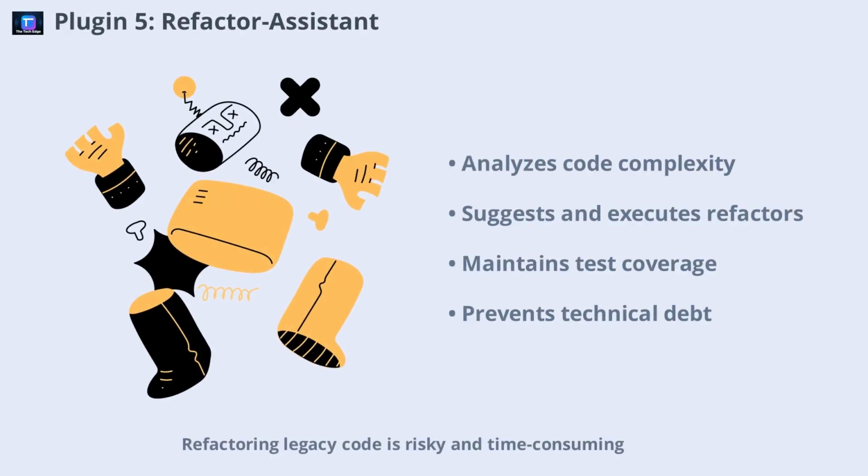Refactoring legacy code is risky and time-consuming. Refactor Assistant analyzes code complexity, suggests targeted improvements, and even executes refactors with test verification. It breaks down large files, extracts functions, and ensures test coverage remains high. Monthly scans can identify problem areas before they become technical debt. This plugin makes refactoring safe, efficient, and routine, helping your codebase stay clean and maintainable.